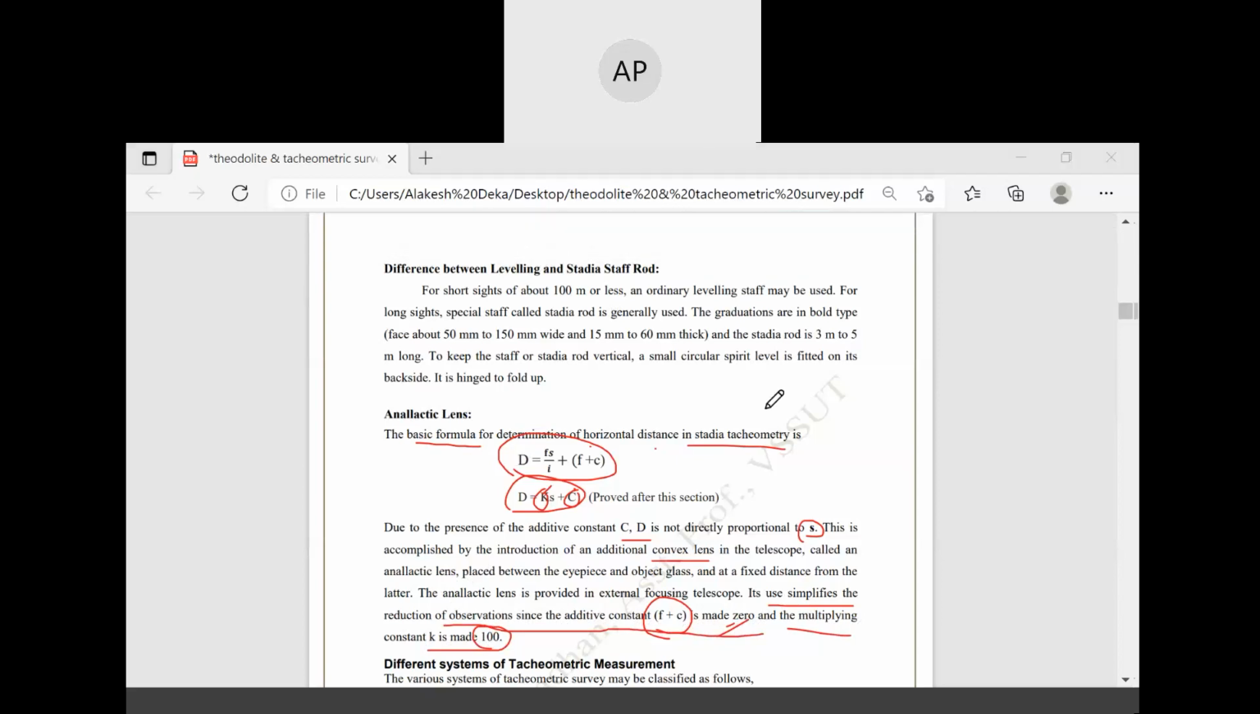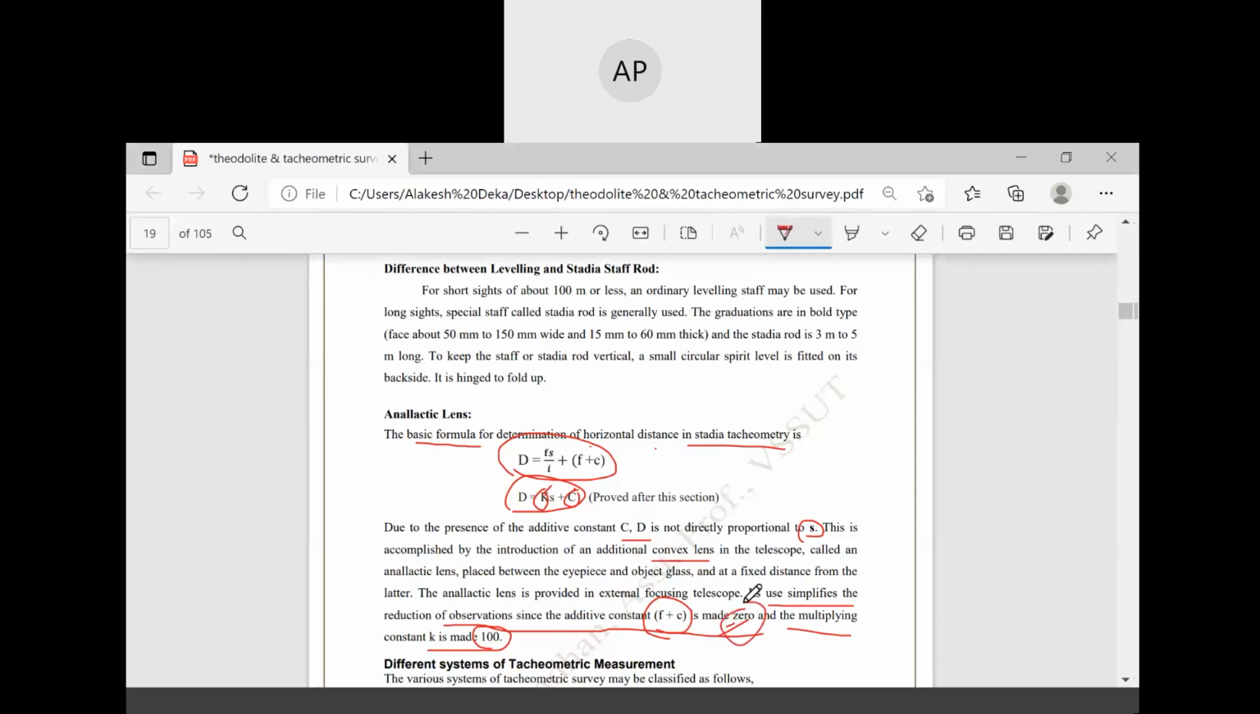So in the exam it may be asked, what is the value of the additive constant? Then it is 0. What is the value of the multiplying constant in a tachometer? So it is 100.